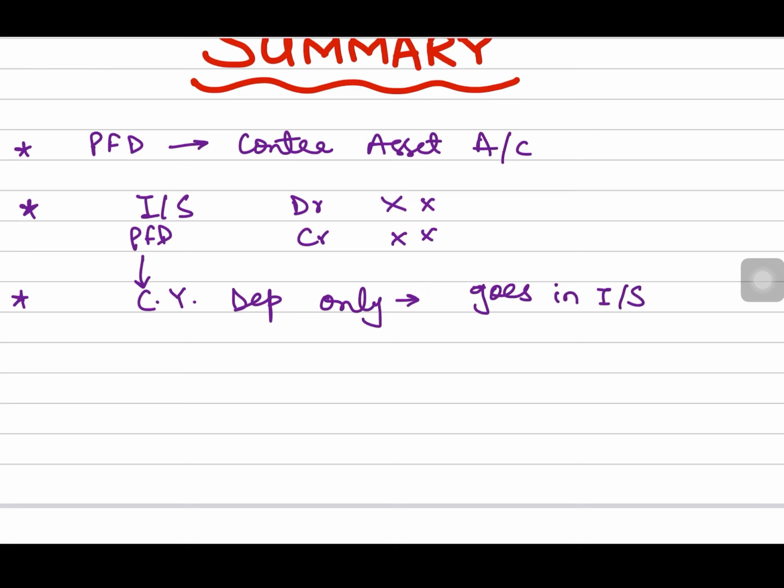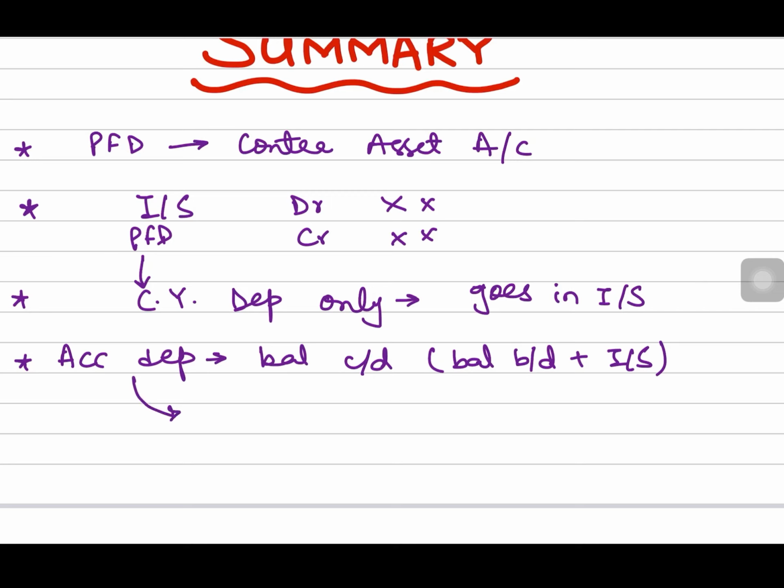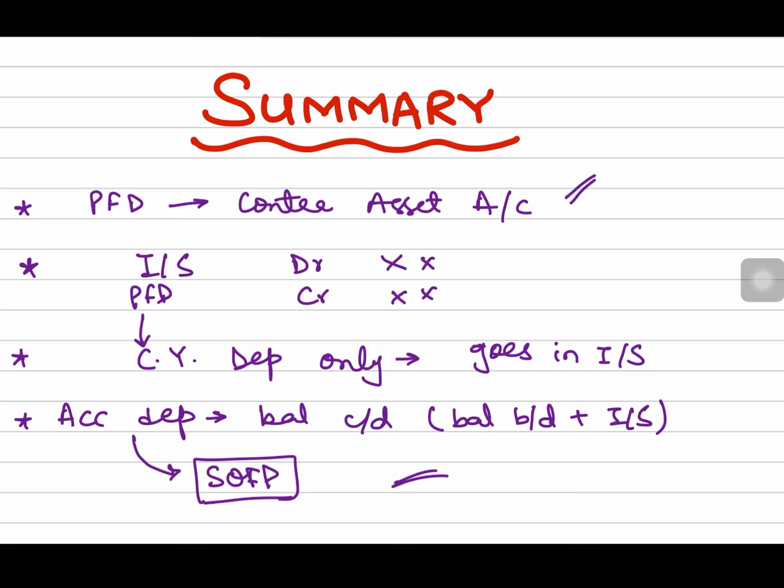Now, this is all about current year depreciation. What about the accumulated depreciation? This is the balance carried down figure, which is calculated by adding balance brought down with the income statement figure for depreciation. And where does this figure appear? This appears in the statement of financial position. This balance carried down, the accumulated depreciation, is subtracted from the total of the non-current assets. But again, we will be learning about this concept. So this is all about the T account and the double entries in order to record the provision for depreciation.